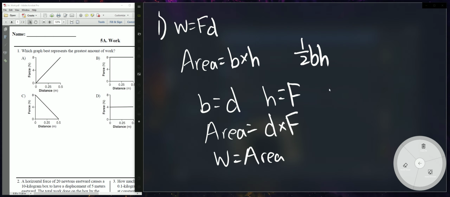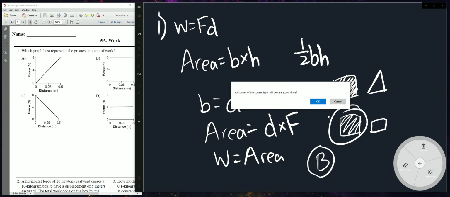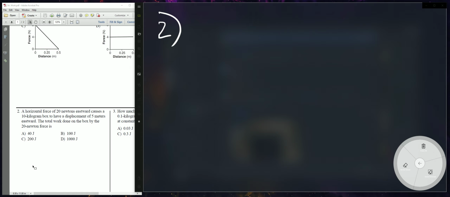Well, which gives you a greater area? A square right here or this triangle? For sure, there's a greater area on this square. Which gives you a greater area, this square right here, or this rectangle? The square again is going to give you the greatest area. So B is the answer. You don't even have to do any math. You just have to look at the question. Solvable in less than 10 seconds.